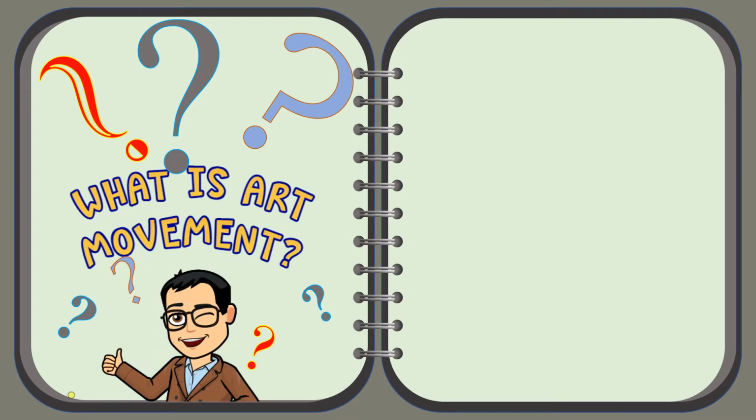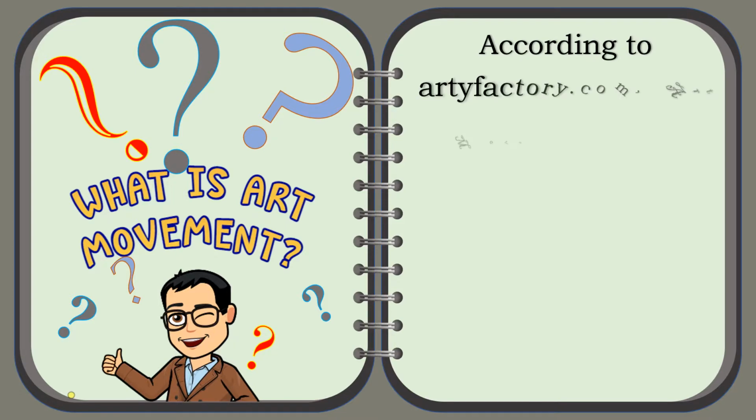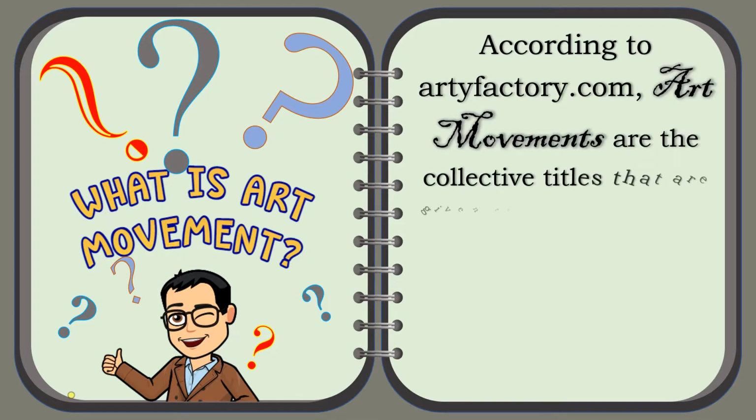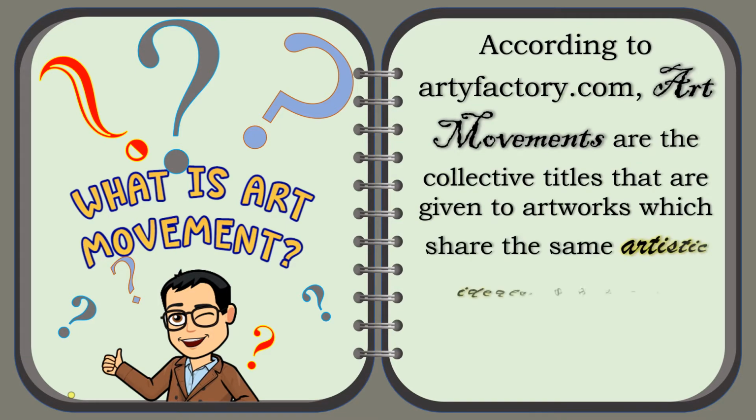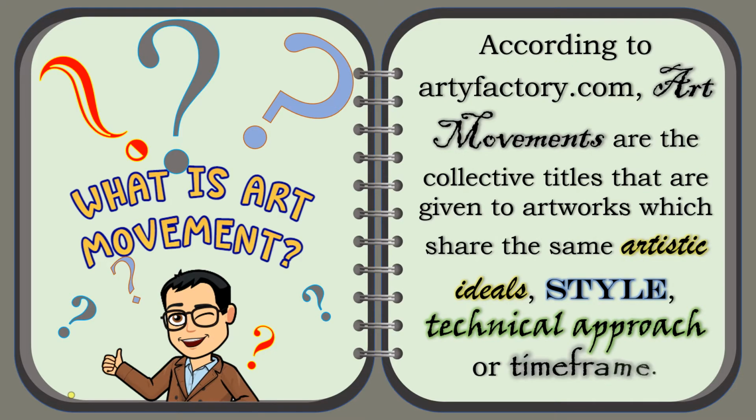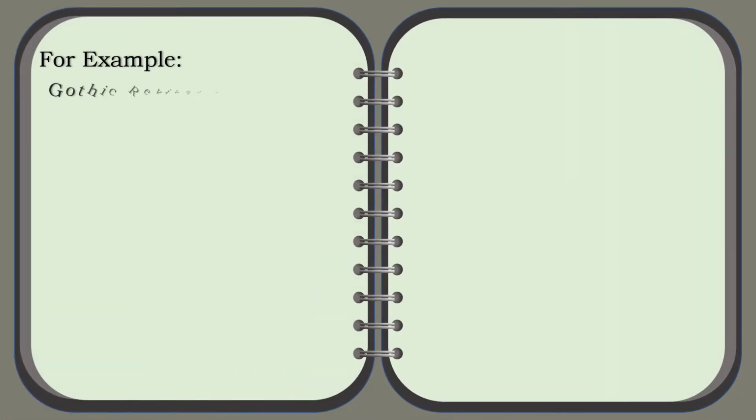What is art movement? According to Artifactory.com, art movements are the collective titles that are given to artworks which share the same artistic ideals, style, technical approach, or time frame. For example, the Gothic Revival architecture.